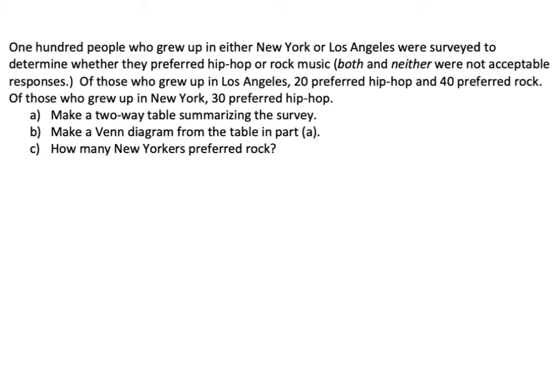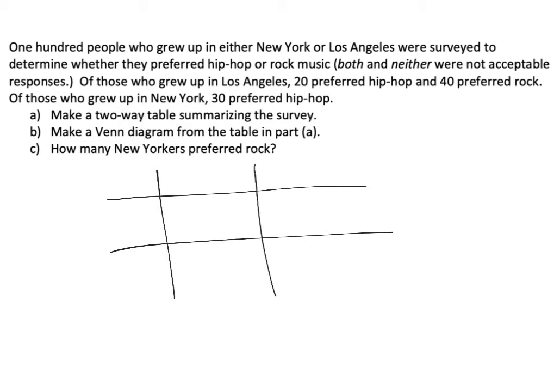So of those who grew up in Los Angeles, 20 preferred hip hop and 40 preferred rock. Of those who grew up in New York, 30 preferred hip hop. So let's try to organize this in a two-way table. First, we need to identify what our variables are here. We have New York City and LA as our two different cities that they could have grown up in. Then we have hip hop and rock as the two different genres of music that they preferred.